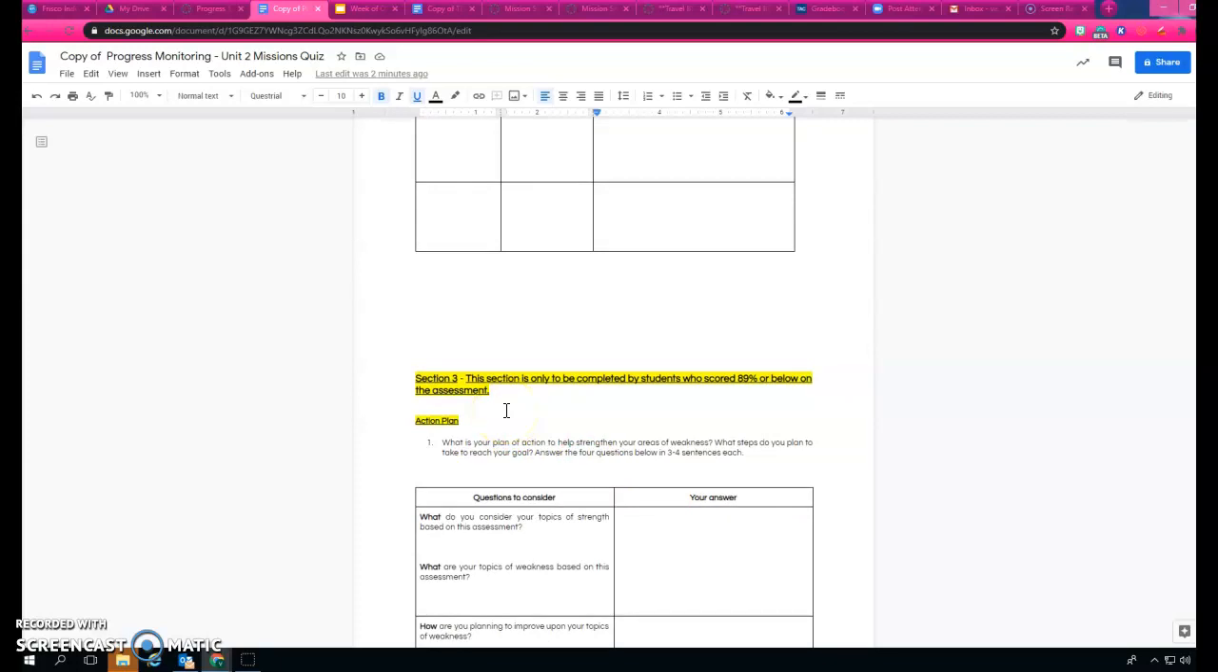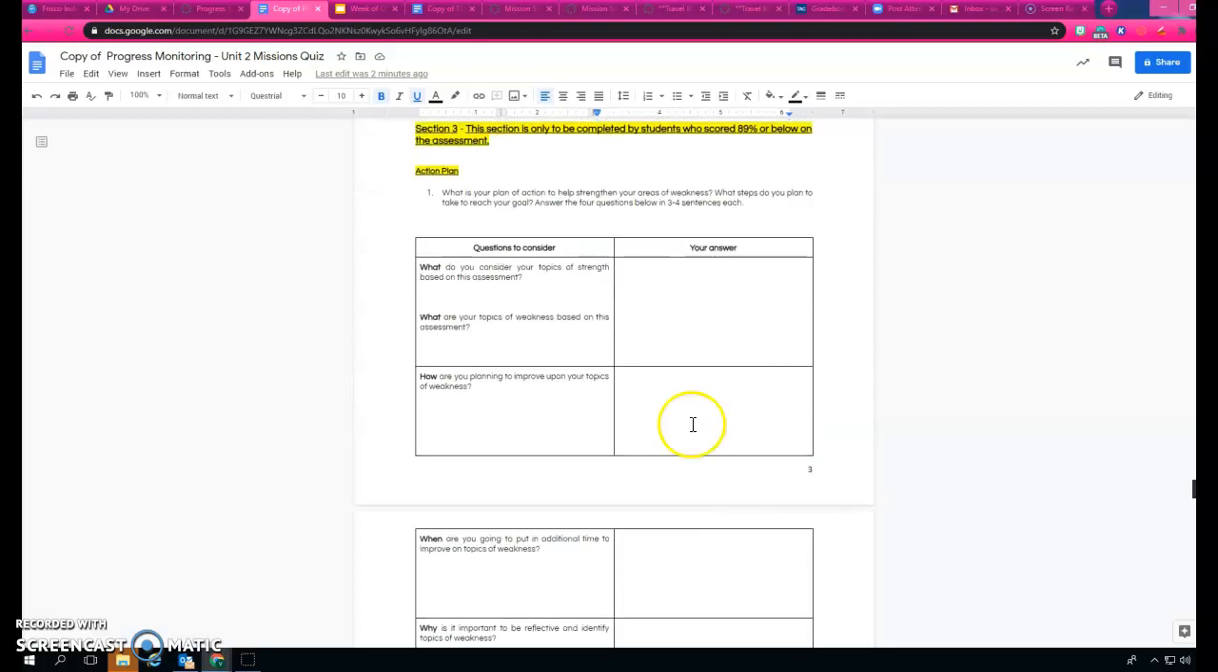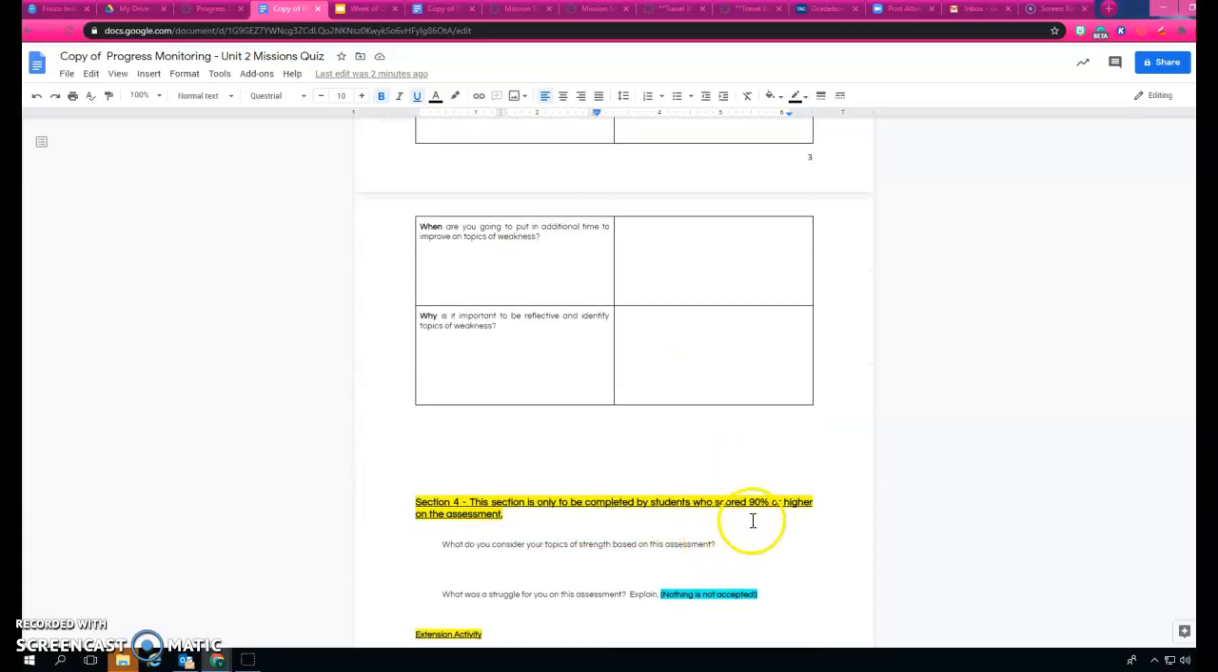Section 3 and 4 is based upon your grade on your quiz or assessment. Section 3 says this section is only to be completed by students who scored an 89 or below on the entire assessment. I do not complete section 4 because it is only for students who scored 90% or higher. If you made an 89 or below, you do section 3. If you made a 90 or higher, you only do section 4.